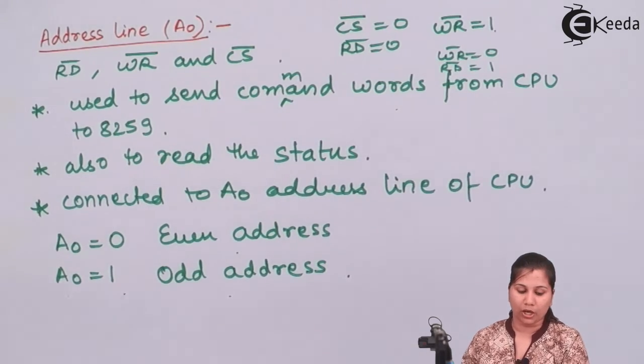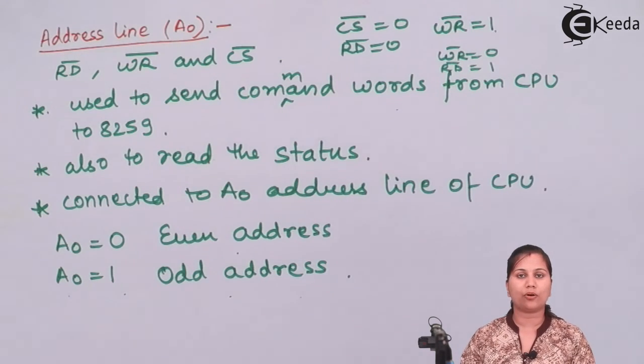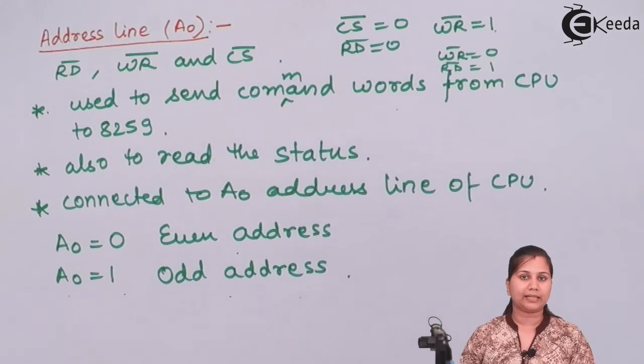So these are the various pins, the 28 pins of the 8259 IC. We have seen from 1 to 28, starting from the chip select signal, read, write, the bidirectional data bus, then the power supply connections, VCC and ground, then the cascade lines and the slave program enable lines, then the interrupt output and the interrupt acknowledge signals. So we have studied the descriptions of all the 28 pins in this video.